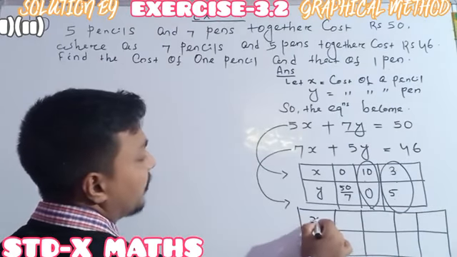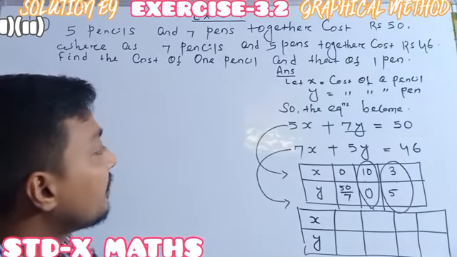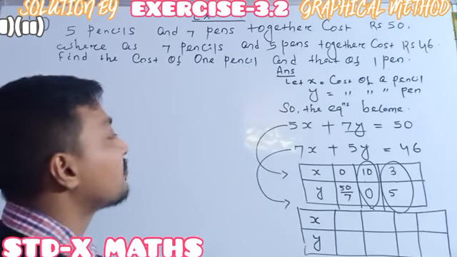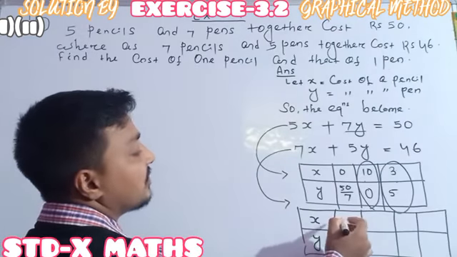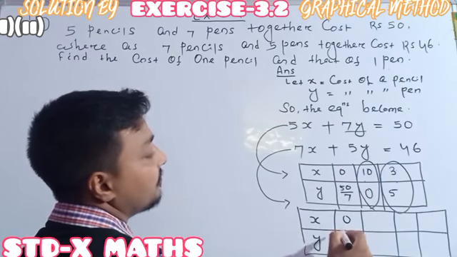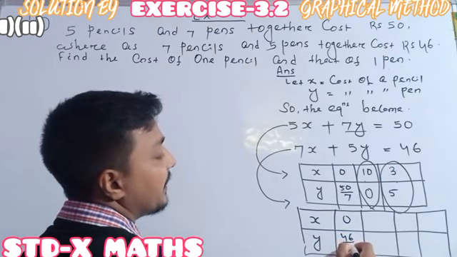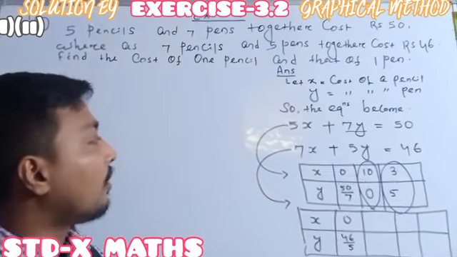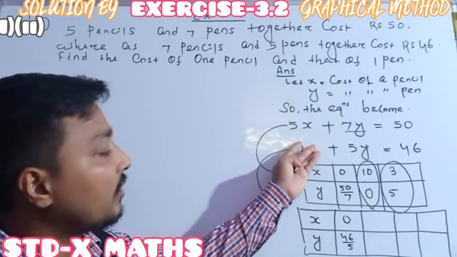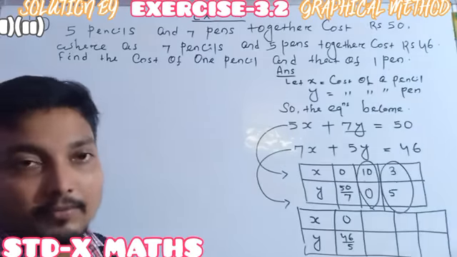See, here the upper one is x and the lower one will be our y. Whenever I put x equal to 0, we will get y as 46 divided by 5. On putting x equal to 0, we obtain 5y equal to 46, which means y is equal to 46 divided by 5.